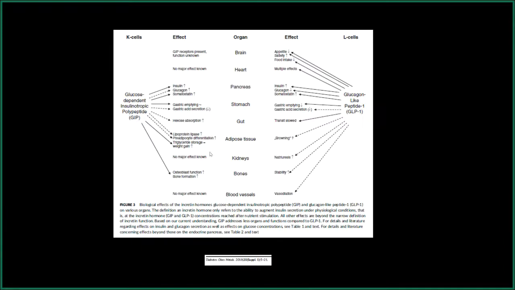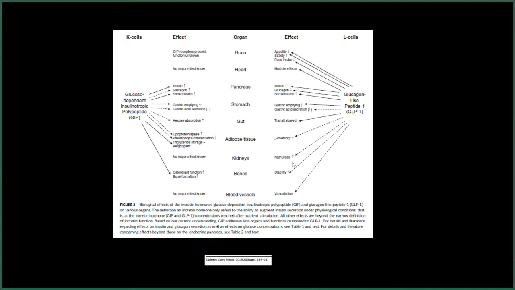In the adipose tissue, there is browning of adipose tissue. This is a questionable thing; this is mostly animal models. And then here you have this direct effect of increasing lipoprotein lipase, adipocyte differentiation, increased triglyceride storage, and the question of weight gain.